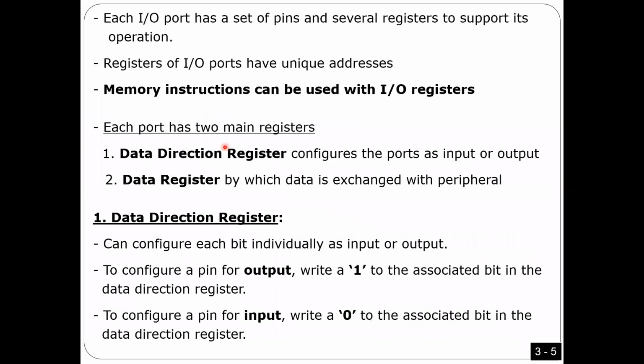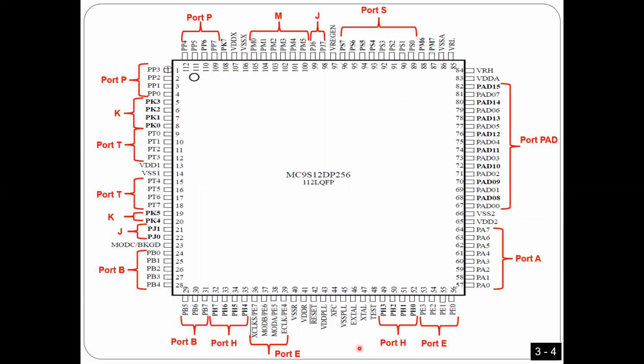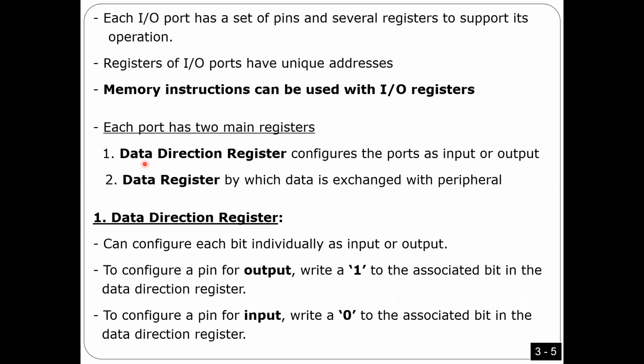As I told you guys, every port has external pins. This is where you connect the input-output device. Also, every port has a number of registers. One register we call the data direction register, as I said before. This one is used to configure the port as input or output. If you want to configure a pin in a port as output, you have to put 1 in the corresponding bit in this register. If you want to configure it as input, you have to put 0.